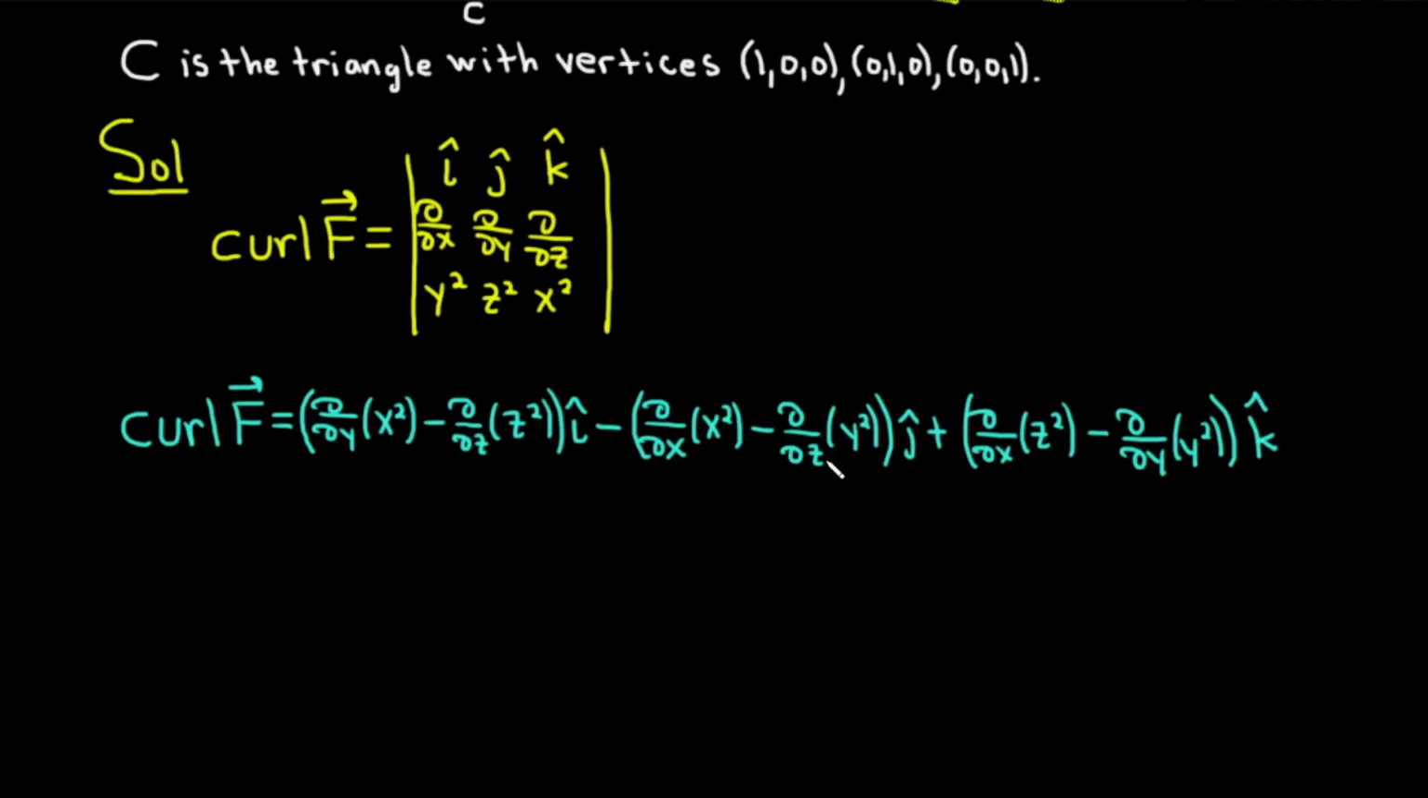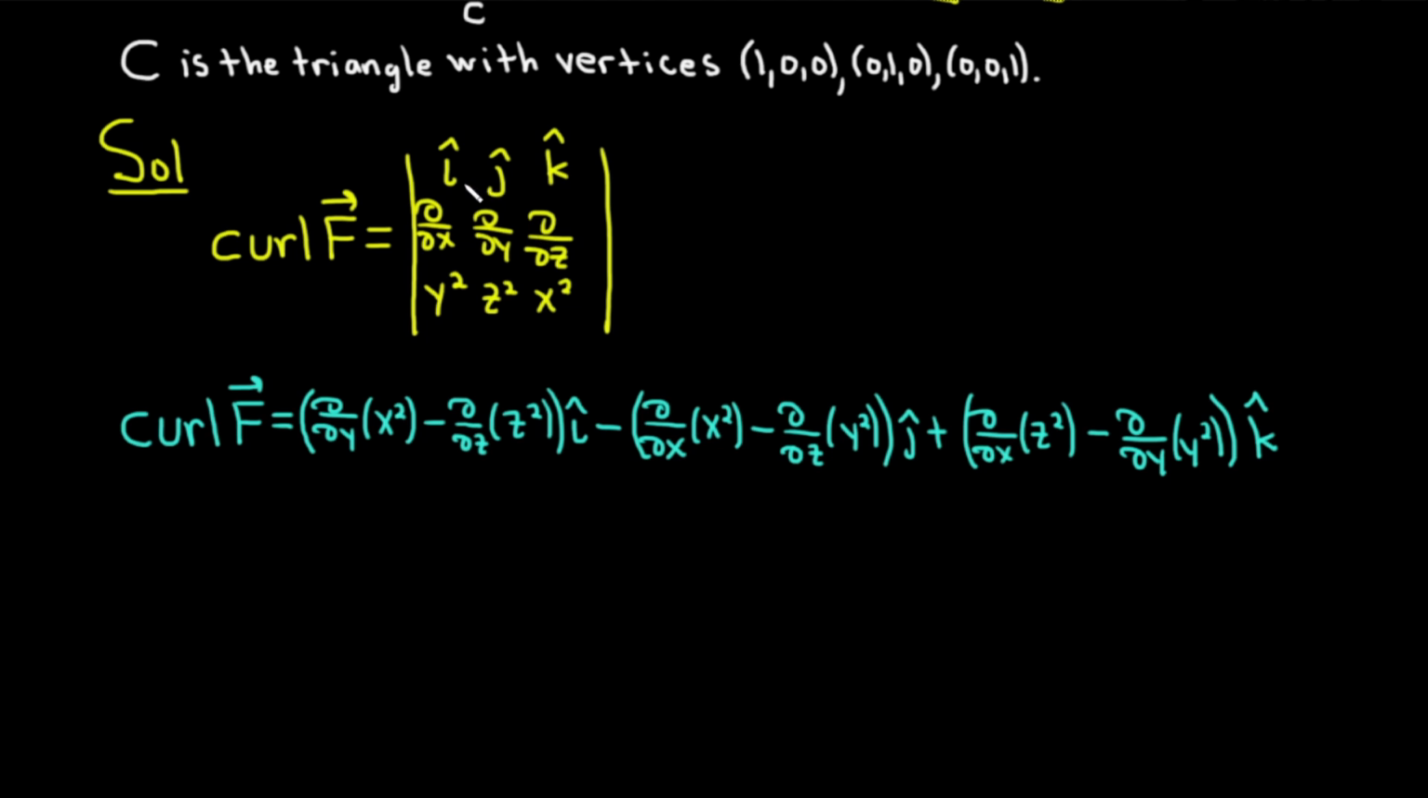I went ahead and worked out the curl, so let me explain this equation. We start by crossing out the first row and first column in our determinant, and then you multiply del y of x squared, which we have over here, minus del z of z squared, which we have over here. So again, cross out that first row, first column, and then it's del y of x squared, and you always put a minus, and then it's del z of z squared. Then you put your i hat. Notice it's plus, minus, plus. That's the pattern.